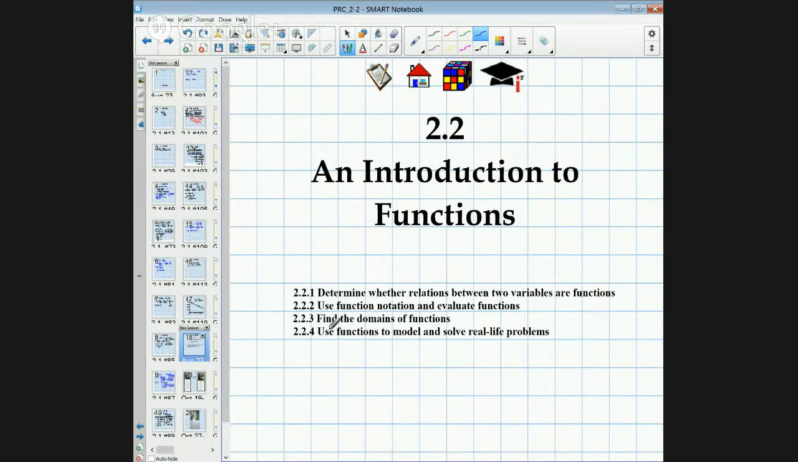Thank you. Okay. Third objective, find the domains of the functions. And fourth, use functions to model, of course, and do any kind of problem solving.